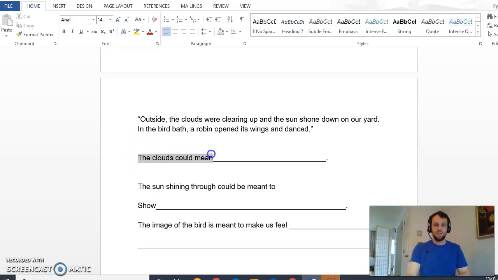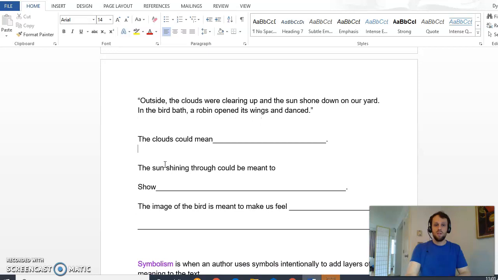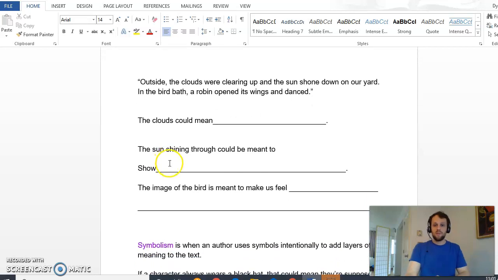So the clouds. First, we have the cloudy weather that the sentence starts out with. So now we have to think of what is the symbolic value for clouds. So the clouds could mean several different things, but you have to think, how do you generally feel when it's a cloudy, dark day?